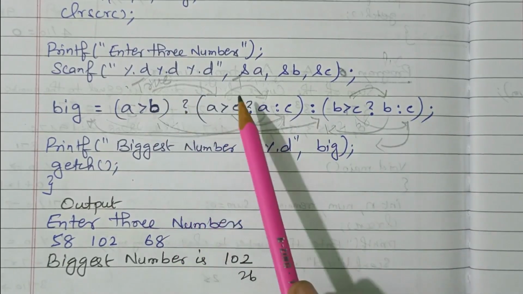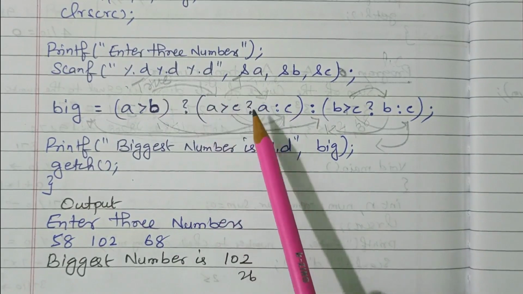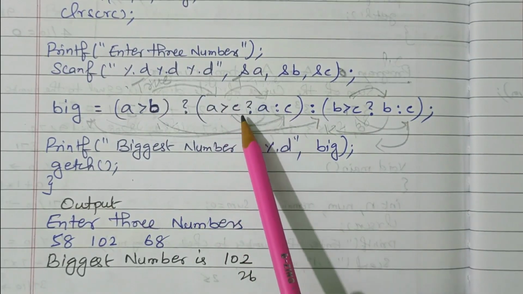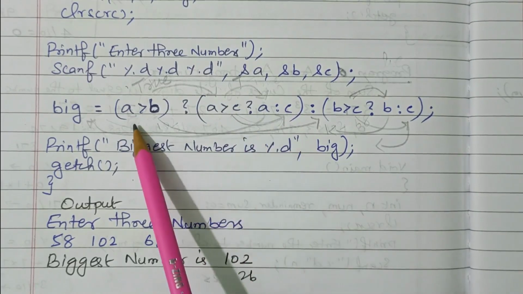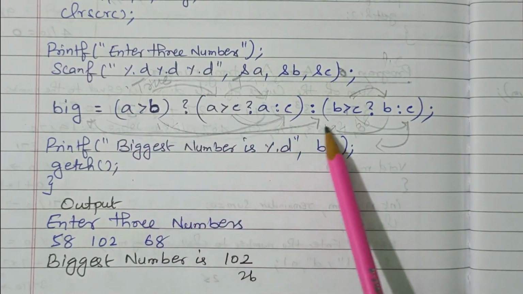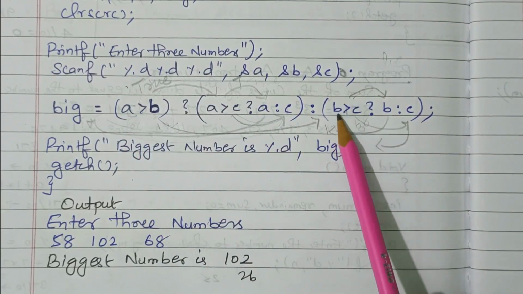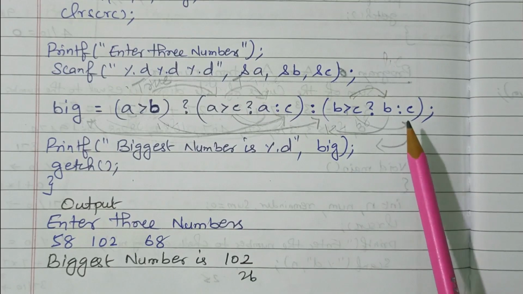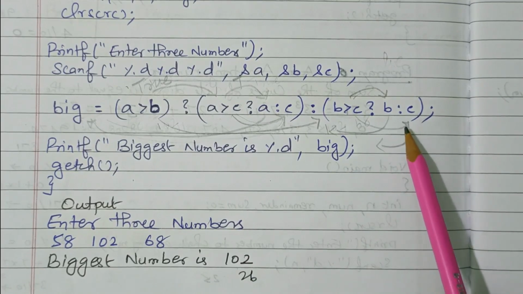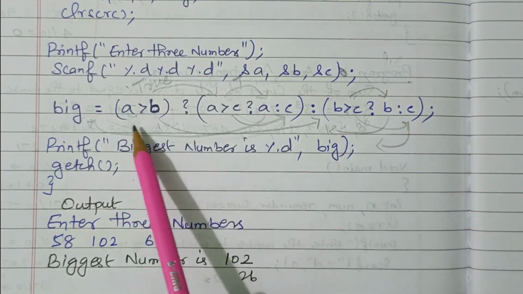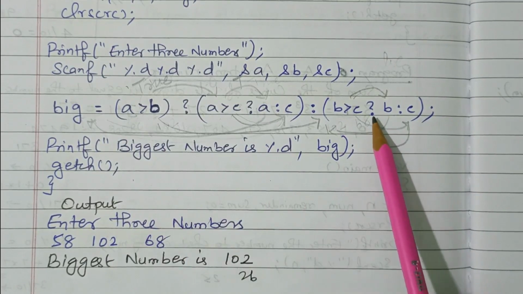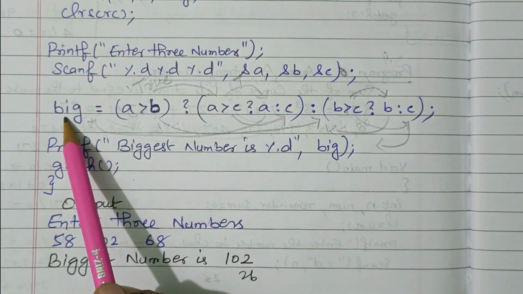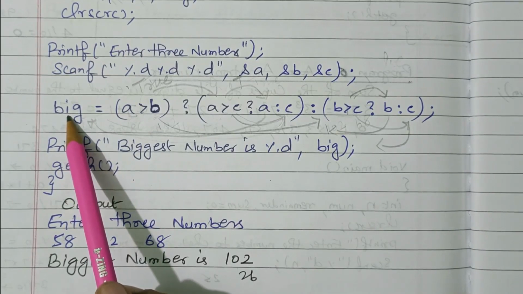True means it will go to expression 1. In that, what will happen? Again, one more condition. True means this A, false means C. Initially if it is false, it will go to statement 2. Again here we are checking one more condition. If it is true, B will be stored, otherwise C will be stored, right? So now, automatically after checking all the values, either A, B or C will be stored in the variable big. That is based on the numbers we entered.